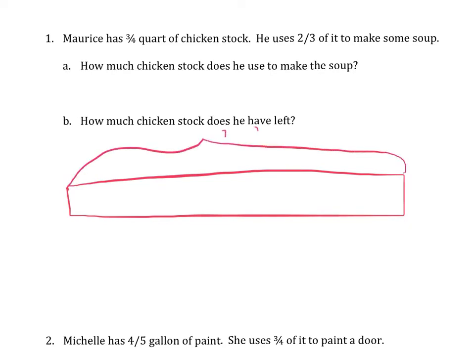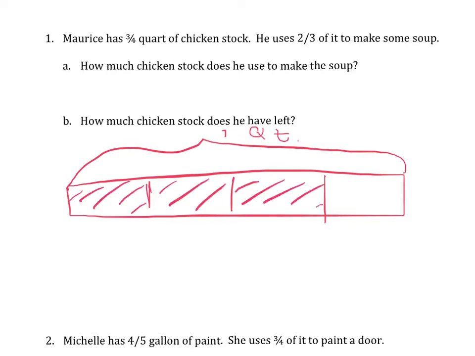So I'm going to write 1, and QT is the abbreviation for quart. And he has 3/4 of a quart. So I would split my bar into 4 regions, and I'm going to stripe 3 of them. So at this point, if someone said, does he have a full quart? You could say no, he is 1/4 of a quart short.